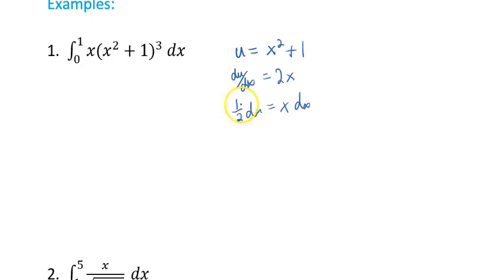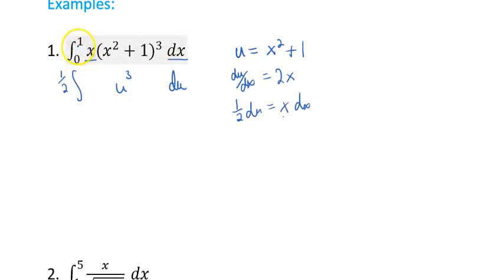Okay, so now I look and I have x dx in the problem here, and I'm going to replace that with 1/2 du. This was our u, so we have u cubed. Now, the extra step for doing the fundamental theorem here is that we need to change our limits.